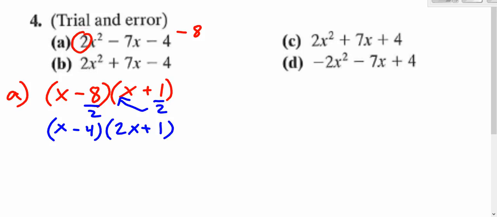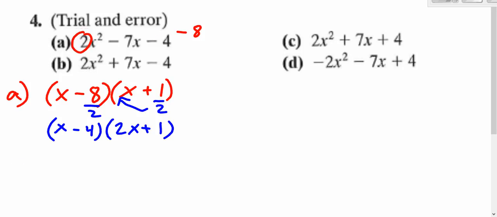And you can quick do a little mental FOIL to make sure this worked out. X times 2x is 2x squared. The -4 times +1 would be the -4 in the back. And then that would be 2x. No, not 2x. That would be 1x and -8x, -7. Perfect.